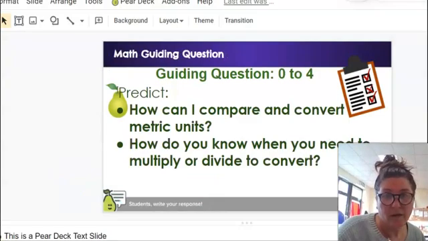Good job, you guys. So how can I compare metric units, their properties of 10, and how do you know whether you need to multiply or divide? I'm going to tell you really honestly, you need to really use your T-chart. It's just the easiest way to go about it.